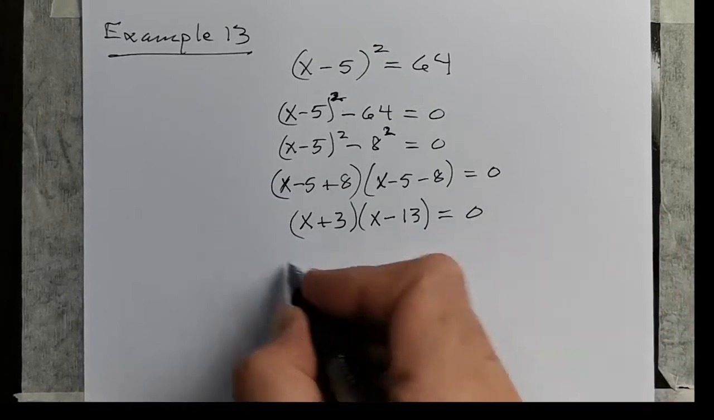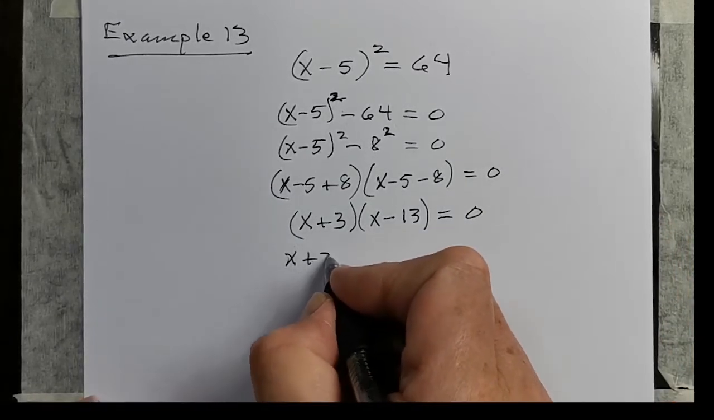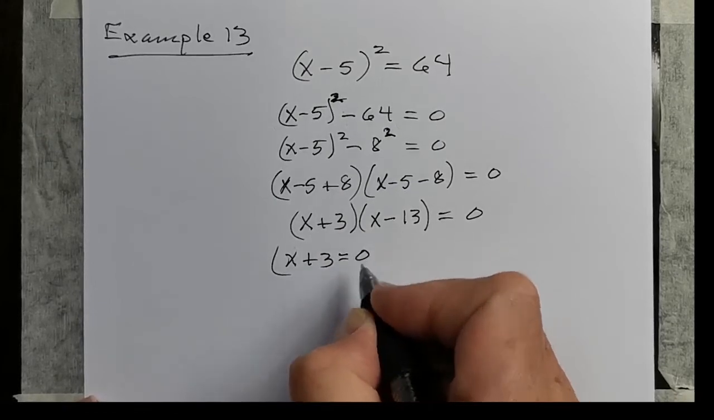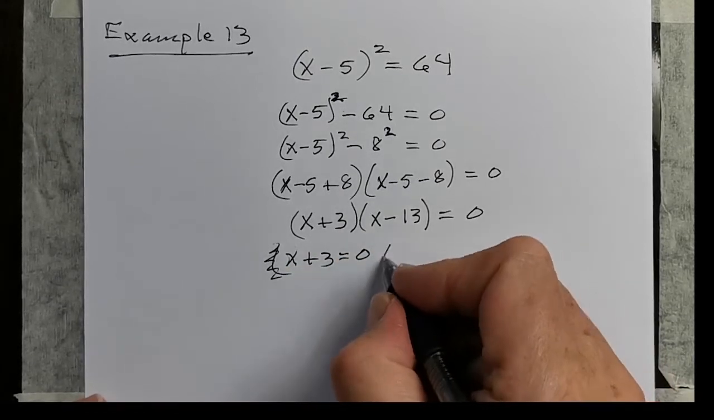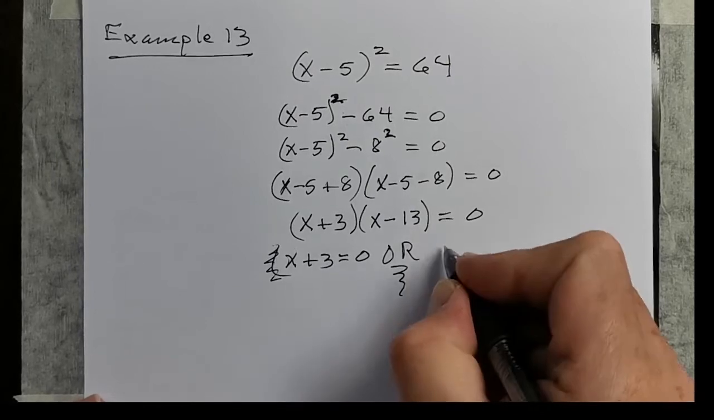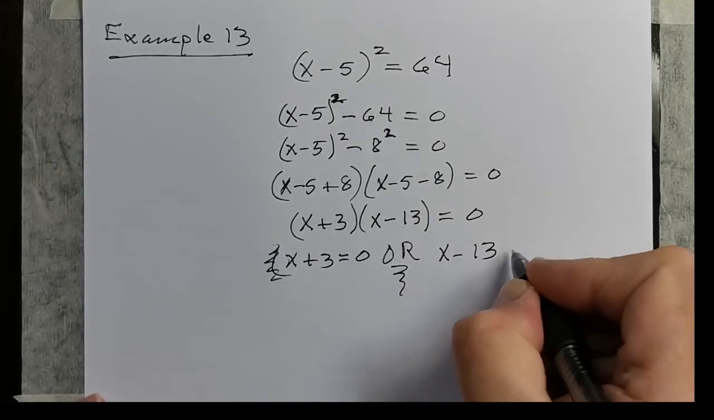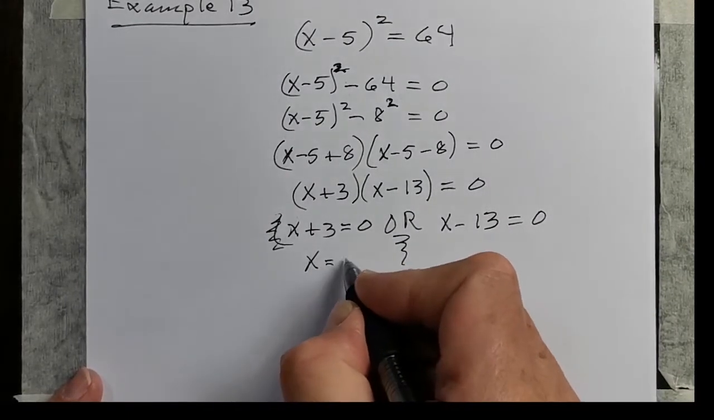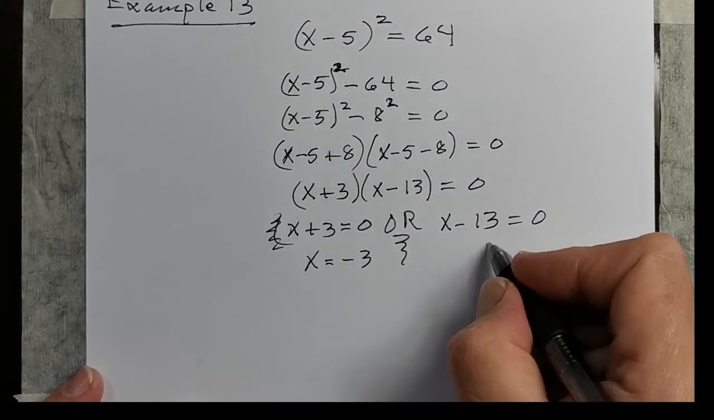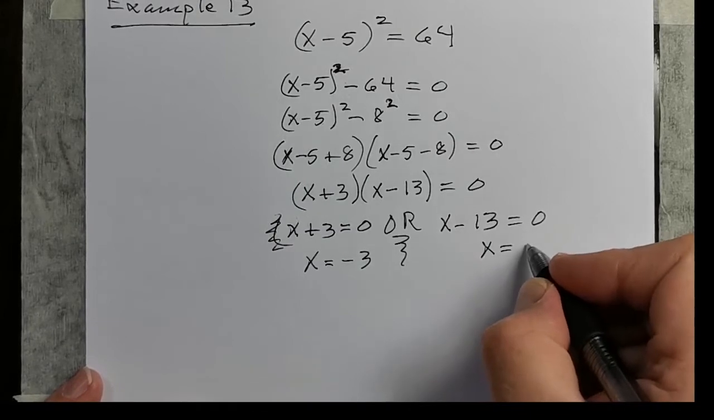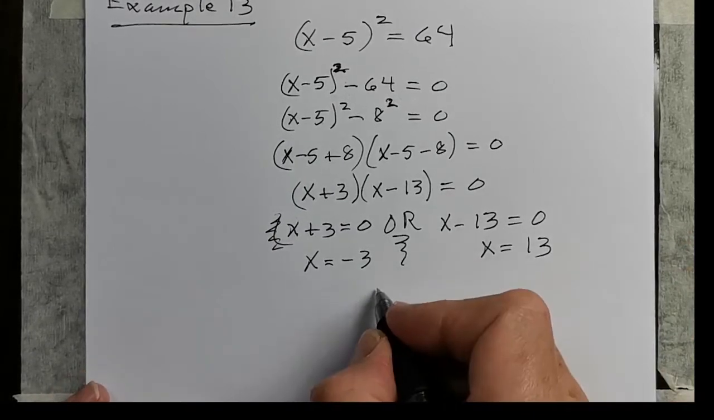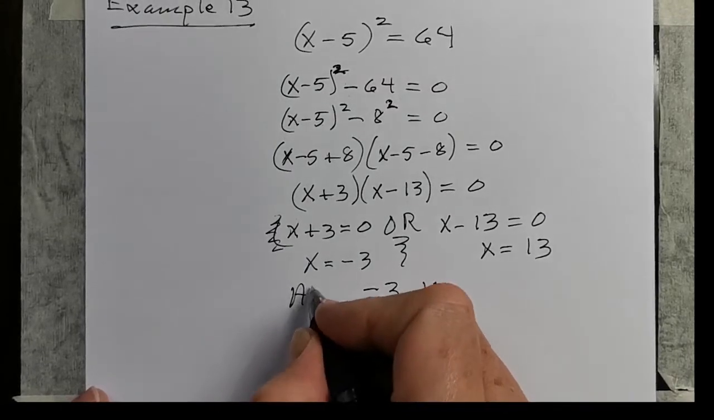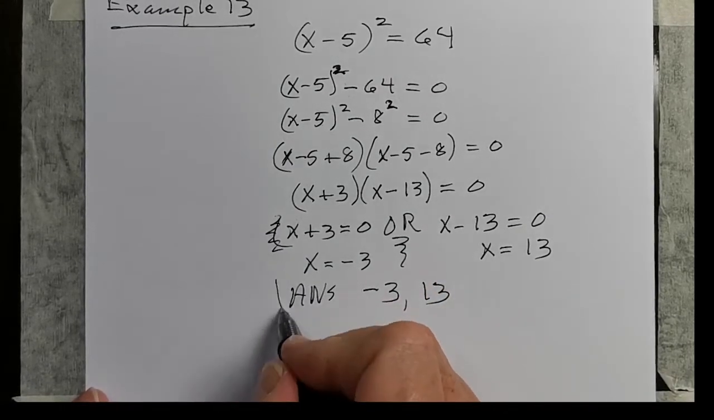Product equals 0. That means that either x plus 3 equals 0, or x minus 13 equals 0. In the first case, x will be negative 3. In the second case, x is equal to 13. So I have negative 3, 13. These are the answers.